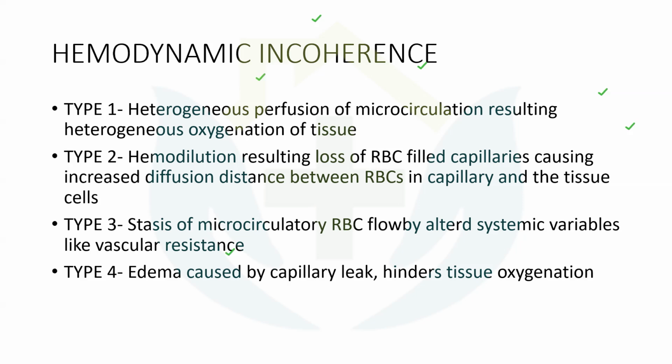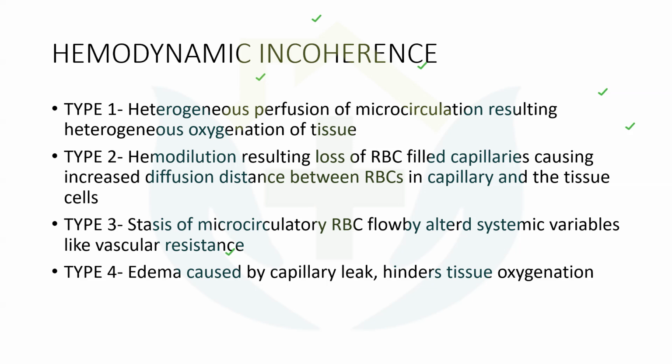Now, type 2. Type 2 is hemodilution, resulting in loss of RBC-filled capillaries, causing increased diffusion distance between the RBC-containing capillary and the tissue cells. Oxygen delivery is done by RBC hemoglobin only. So if there is a low RBC count, there is more diffusion distance. We have to remember this is all a microcirculation level problem. This is type 2. Whereas type 4 is edema caused by capillary leak, which hinders the tissue oxygenation.